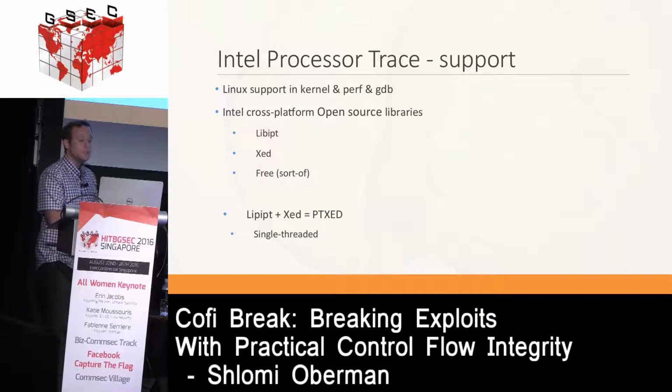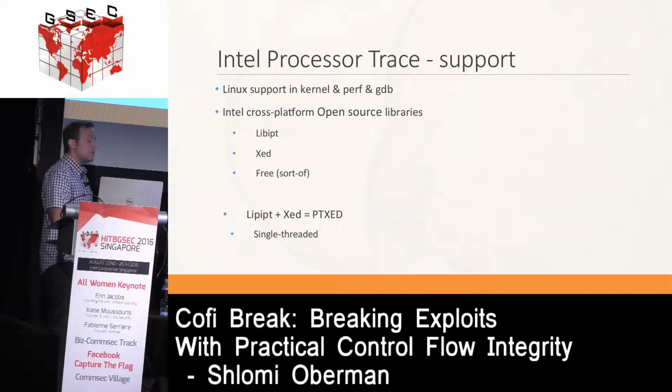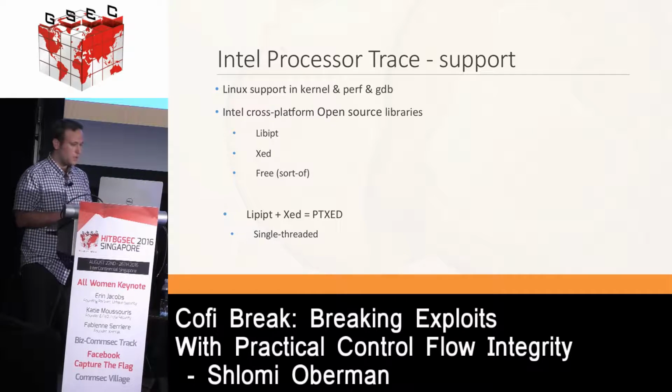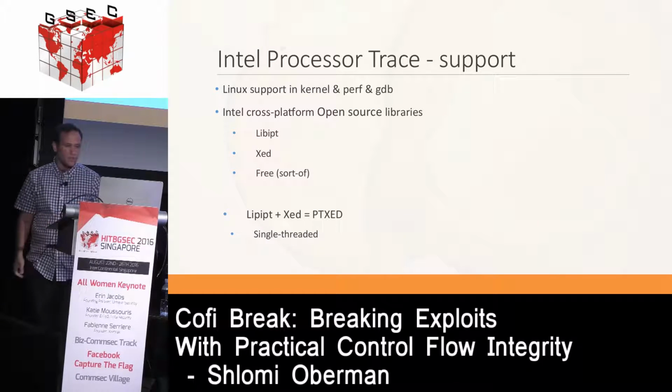So, when we want to analyze Intel PT, you can see that Intel supplies quite a lot of support. There's Linux support in the kernel, in perf and in GDB for Intel PT, mostly written by Intel or some Intel-affiliated people. Some open source libraries, such as libipt for analyzing processor trace. Xed is a disassembler, an Intel disassembler that can be used, which makes sense. I never knew Intel had a disassembler, but it does make sense. And both of these are free software, more or less.